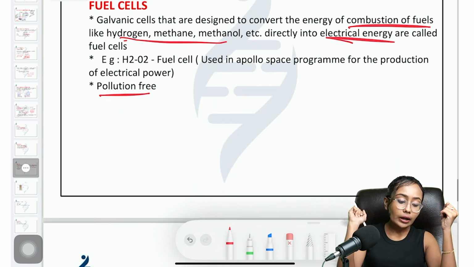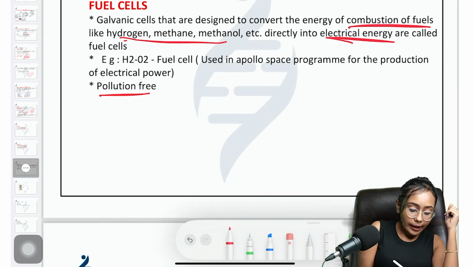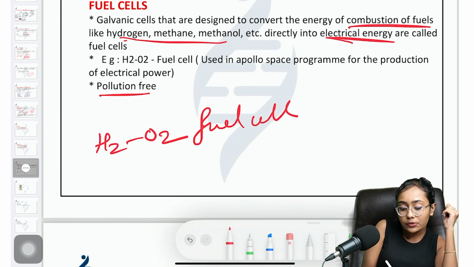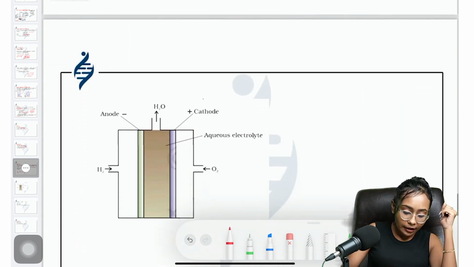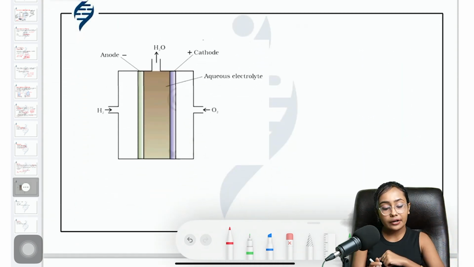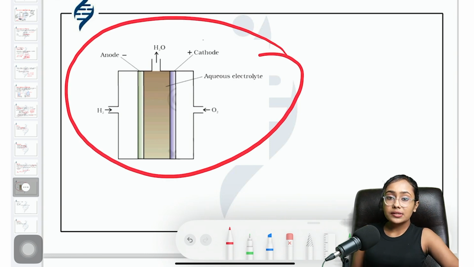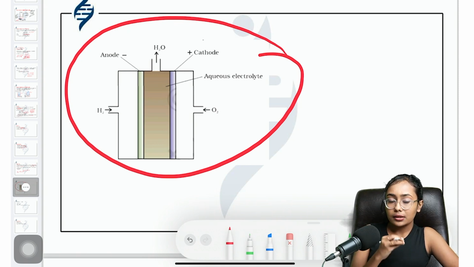Hydrogen-oxygen fuel cell, H2-O2 fuel cells, mainly used in Apollo space research programs. You need to keep in mind the apparatus of the hydrogen-oxygen fuel cell. When you are asked to describe a fuel cell, you need to describe what it is, the apparatus, the setup of the fuel cell, and the reactions taking place in it.